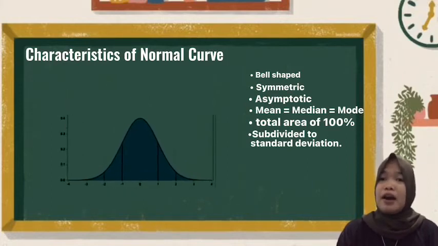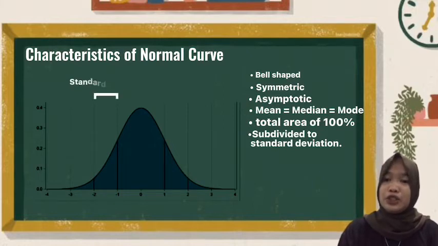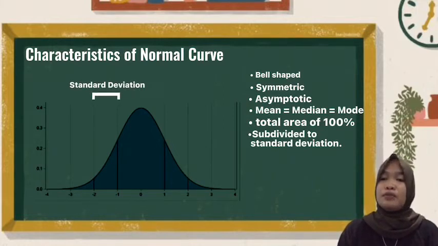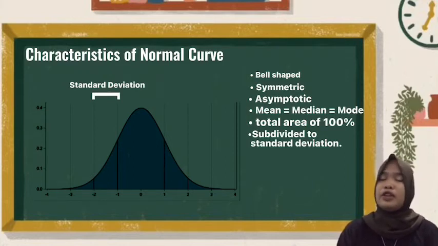Ibig sabihin, ang normal standard curve is may deviation siya. So, may mga fluctuations ng score tayo sa baba. Or ito yung mga nakikita nating number. The standard deviation of the normal curve is equivalent to 1. And of course, the mean is equivalent to 0. And those are the characteristics of the normal distribution curve.